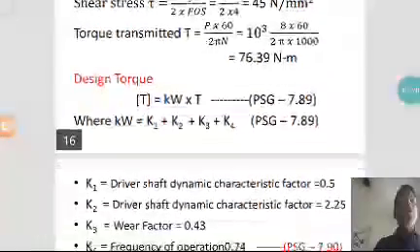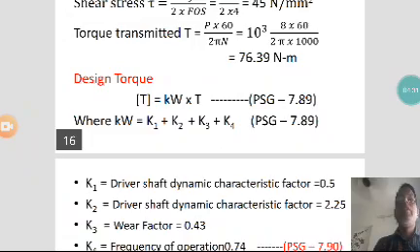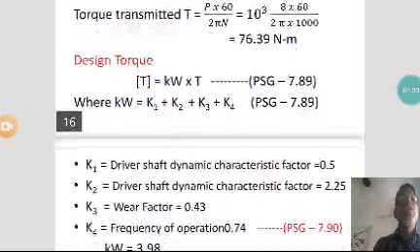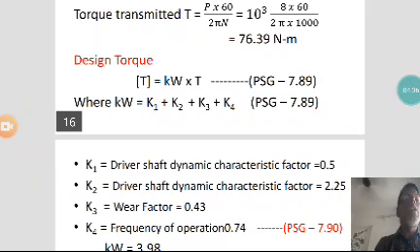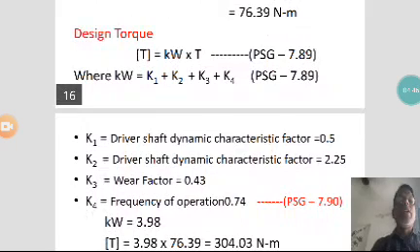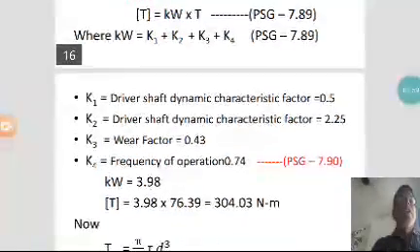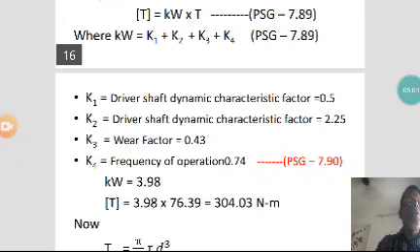Now, especially in clutches, when we talk about the design torque, for converting the calculated or average torque into the design torque, you have to multiply by K, and that K is K1 plus K2 plus K3 plus K4. This equation is available in PSG on page number 7.89. K1 is the driver shaft dynamic characteristics factor. K2 is the driven shaft dynamic characteristics factor, which is 2.25. By mistake it is written driver, but it is the driven shaft. K3 is a wear factor, and K4 is the frequency of operation.